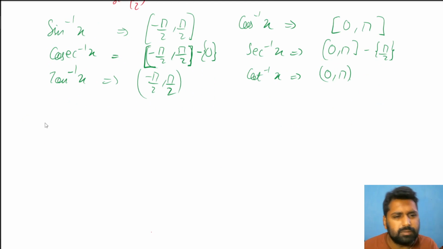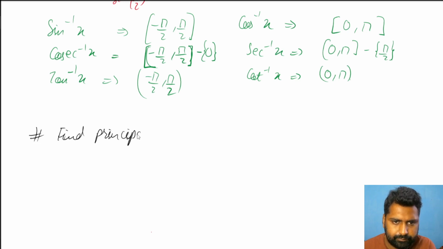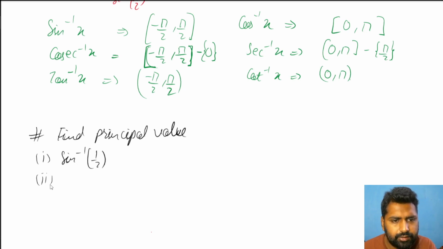I'll put the question myself once again. Then we'll deal with those questions. Find the principal value. Principal value means you have to give your answer in that particular range that we just discussed. Sine inverse 1 by 2. Then let's deal with positive first. Cos inverse 1 by 2. Tan inverse 1.